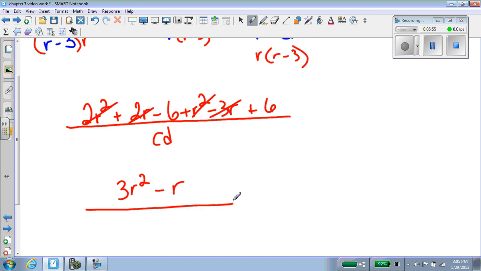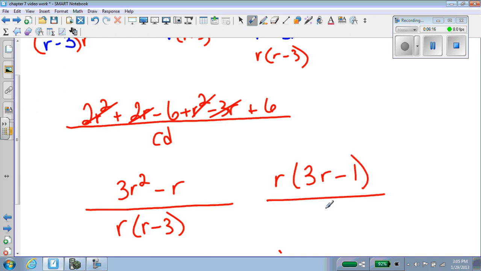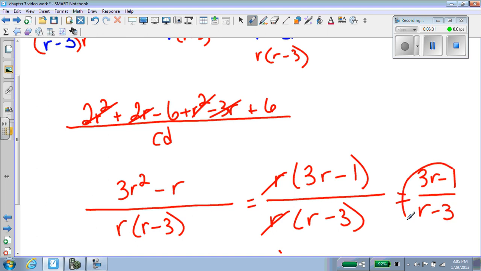Over my common denominator, which, let me remind you, is r times r minus 3. I would circle that and say I'm done, except my numerator has a greatest common factor of r. So I have r times 3r minus 1 over r times r minus 3. So now my r's will cancel, and I just have 3r minus 1 over r minus 3. That is my answer.